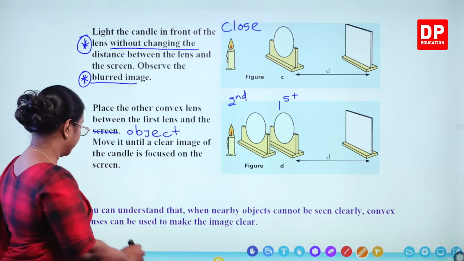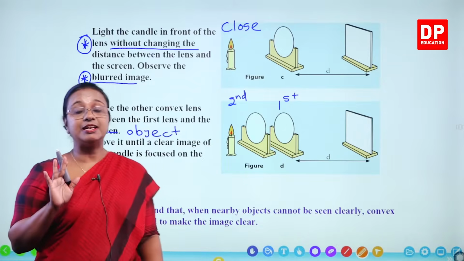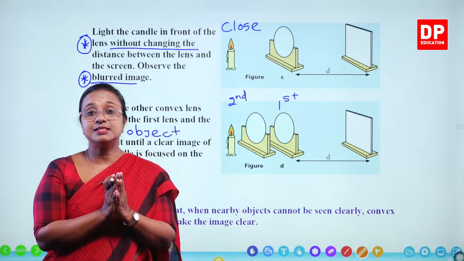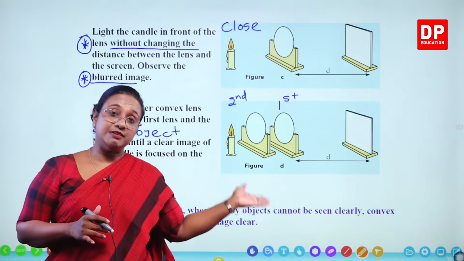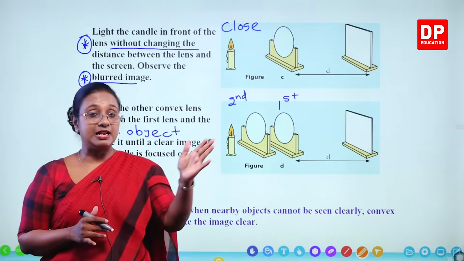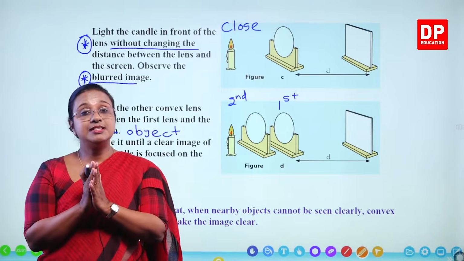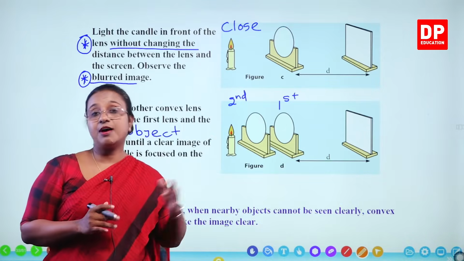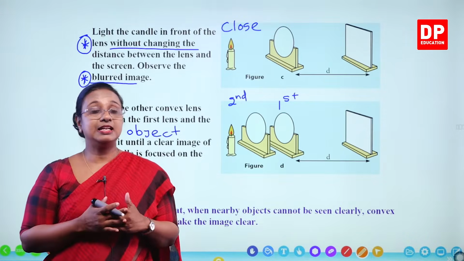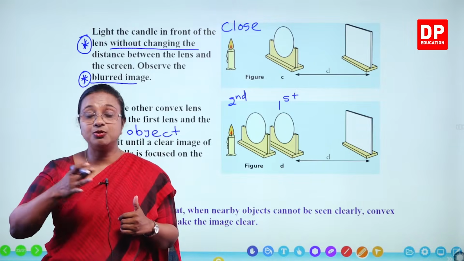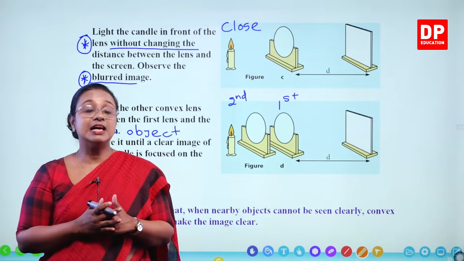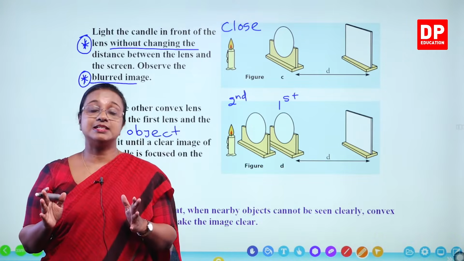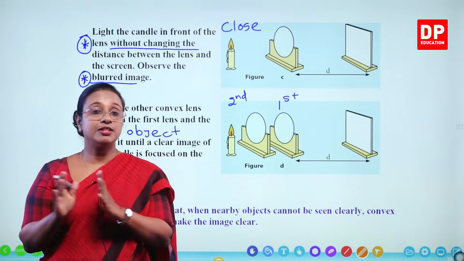Is that clear to you all, students? So this is the activity that we are going to do now. First you have the convex lens. You get a clear image of a very far away object, that is the parallel rays. You have a certain distance between the lens and the screen. Then you place the candle somewhat far away from the lens. Again get a clear image, but there you will see that you will have to move the screen a little bit. Once you fix that distance, you don't move the lens or the screen.